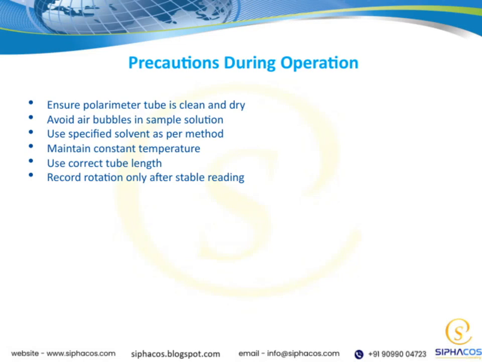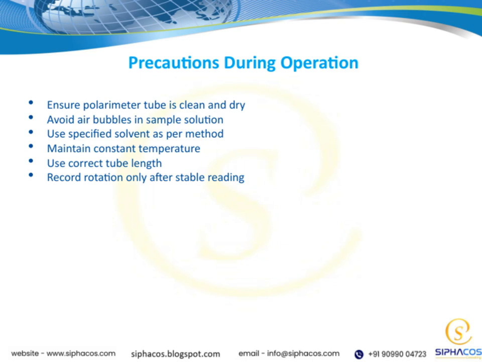Let's go over some important precautions to ensure accurate polarimeter readings. First, always make sure the polarimeter tube is clean and dry before use. Any dirt or moisture can affect the measurement, so take a moment to check it thoroughly. Next, be careful to avoid air bubbles in your sample solution, as they can distort the reading. If bubbles appear, gently tap the tube or prepare a fresh sample.